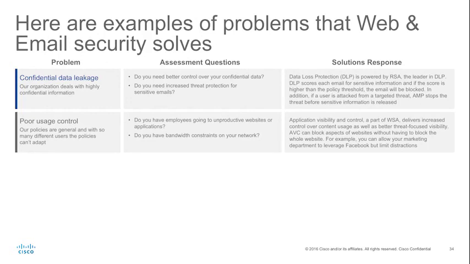If the customer is trying to manage their usage controls, you might ask, do you have employees going to unproductive websites or applications? Do you have bandwidth constraints on your network? You should then address application visibility and control by mentioning how application visibility and control, a part of WSA, delivers increased control over content usage as well as better threat-focused visibility. AVC can block aspects of websites without having to block the whole website. For example, you can allow your marketing department to leverage Facebook but limit distractions.